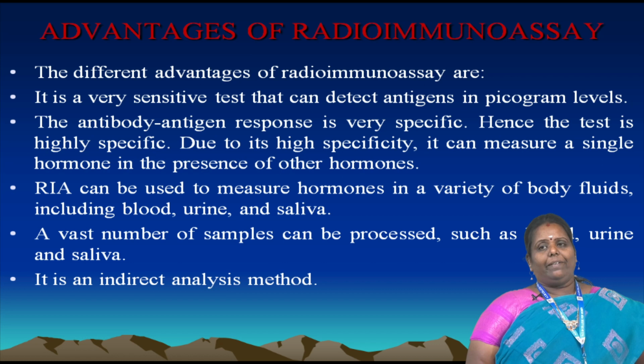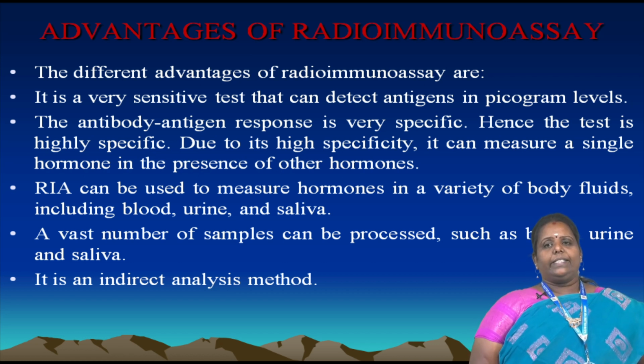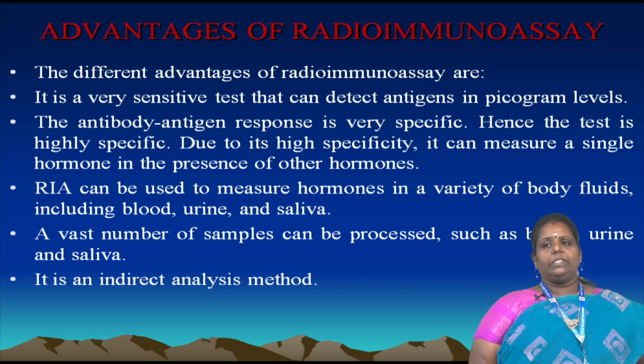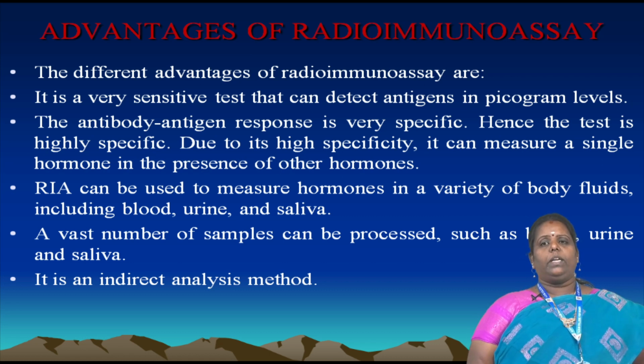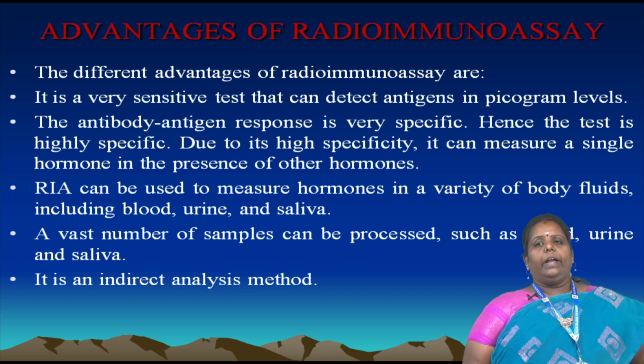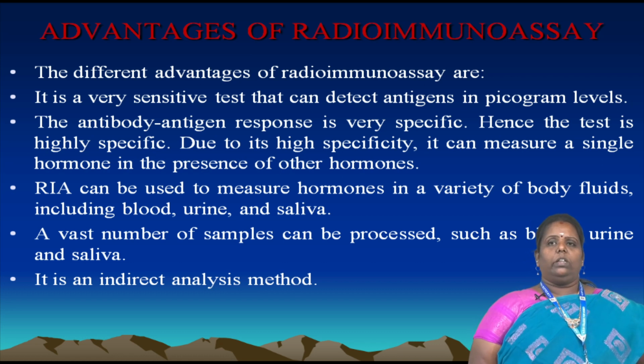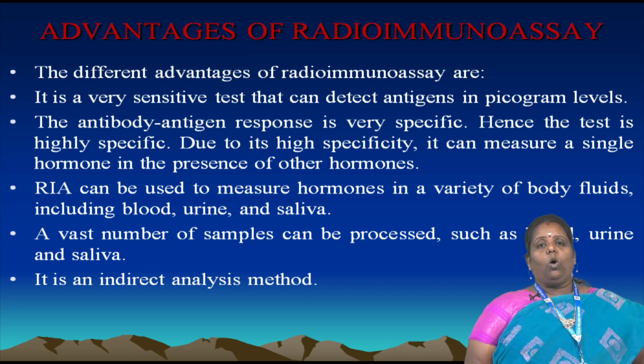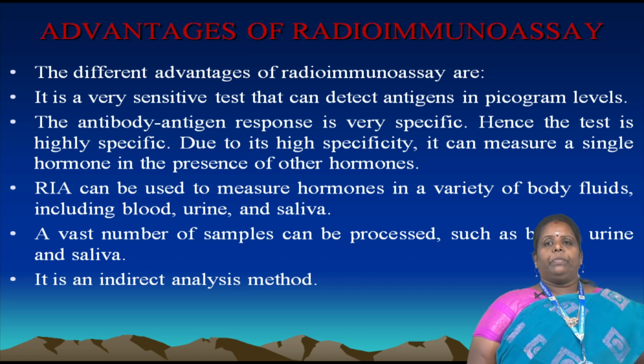A vast number of samples can be processed through this RIA technique, such as blood samples, urine samples, and saliva samples, to identify which particular hormones occur in the body, and it can also be used as an indirect analysis method. This method is used to identify all the hormones in the body.